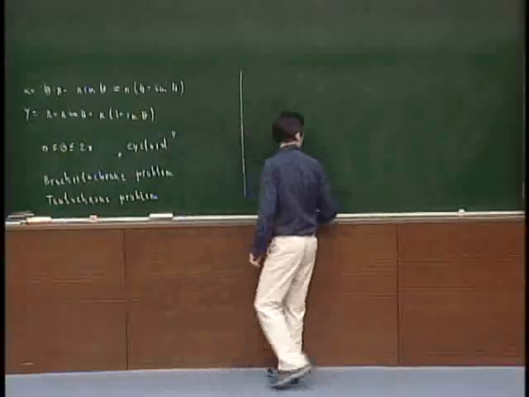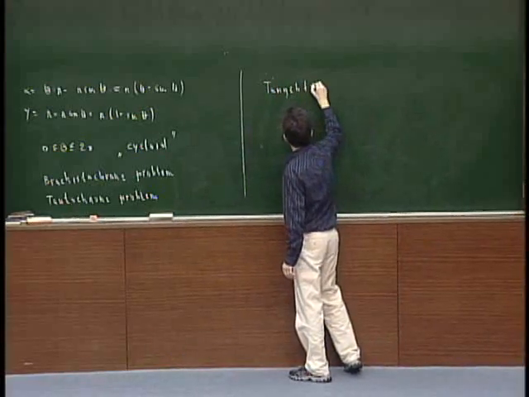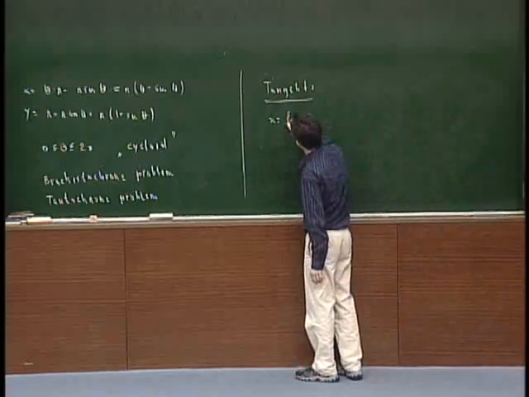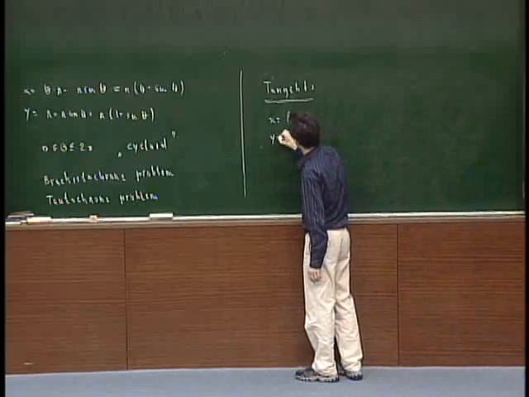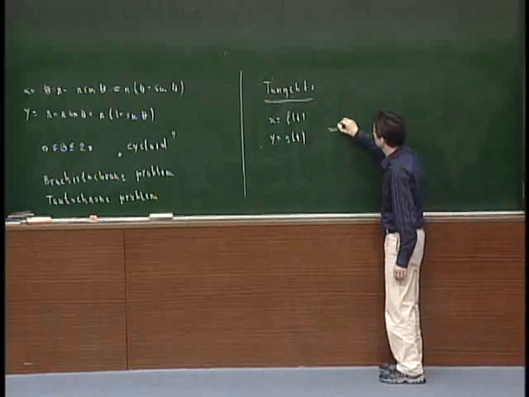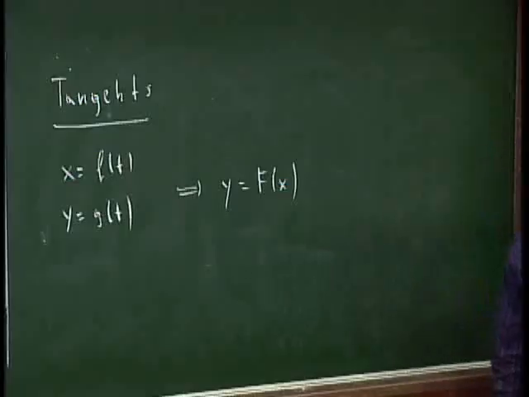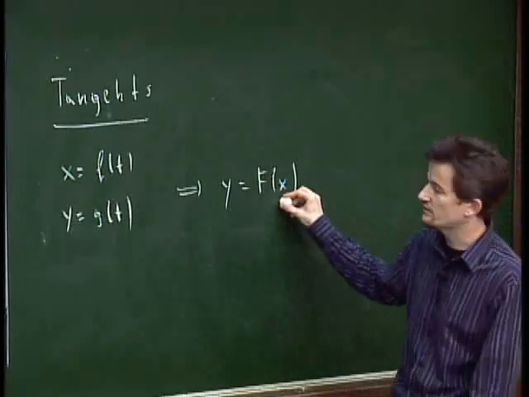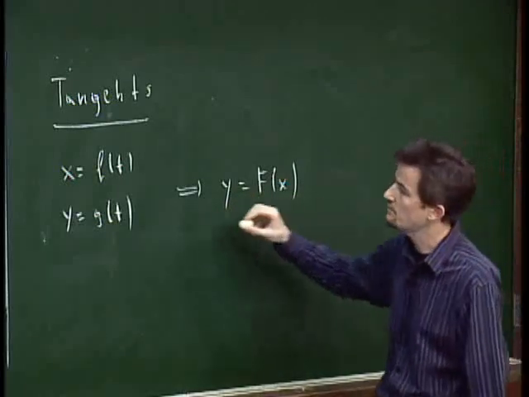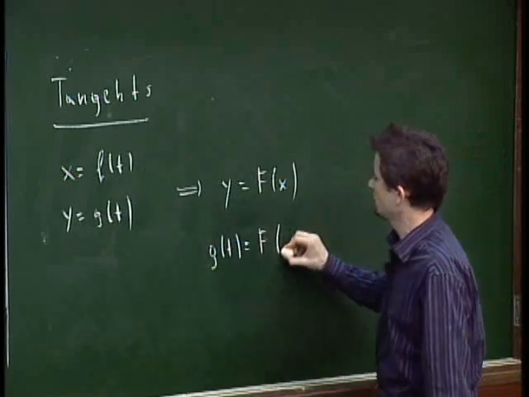Okay, so the first thing we are going to discuss is tangents. We assume that we have given a parametric curve. Now sometimes in some situations you are able to solve it. If we assume we solve it, then we have an expression like this here. Now we plug those two in. So g of t is equal to f of t.